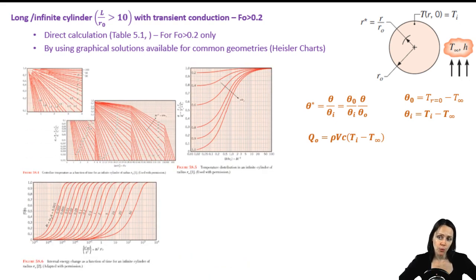We won't go through each of these charts, but they're on Canvas and they're analogous to the flat plate Heisler charts. So just be careful about your units and about calculating the Biot number with the radius, not the radius divided by 2.